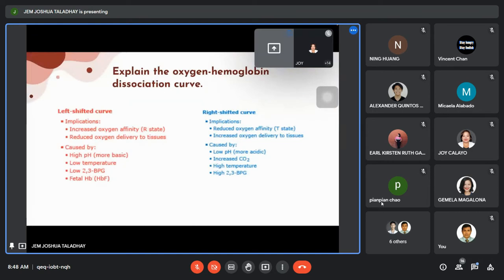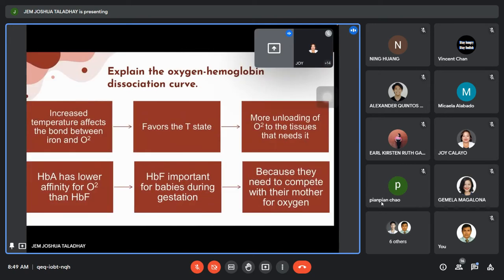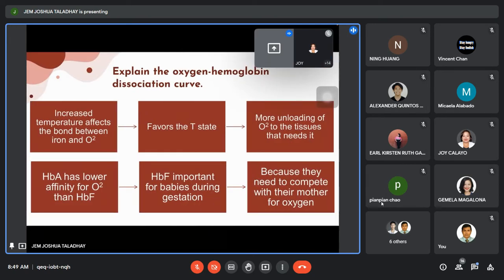Because when there is this, there is an increased temperature, and the increased temperature would affect the bonding between the iron and the oxygen. Therefore, it favors the tense state, resulting in more oxygen delivery to the tissues. So, in the context of iron deficiency anemia, the shift would be to the right po.